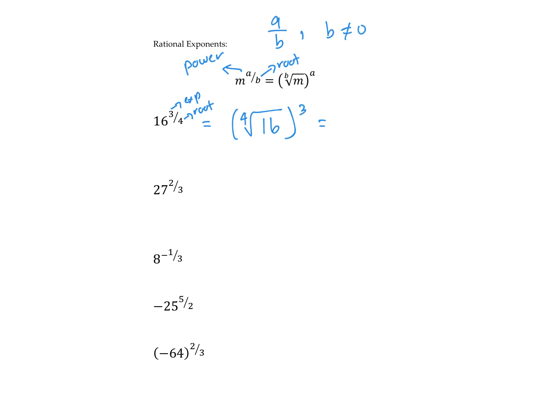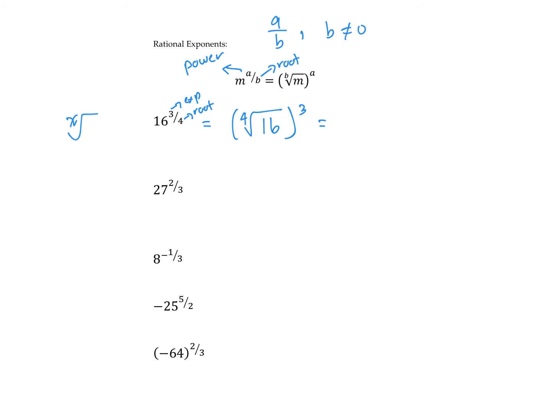So I always like to do the root first. You can do the exponent first if you want, but then you're going to get a big number. So I'd rather do the root first and then do the power after. So the fourth root of 16 is 2. You will have a root button on your calculator. It's usually near the exponent button, so it usually looks like this. And you can tell it what kind of root to put in.